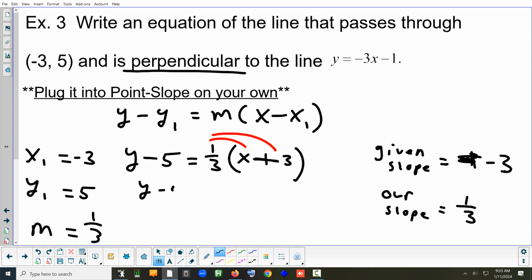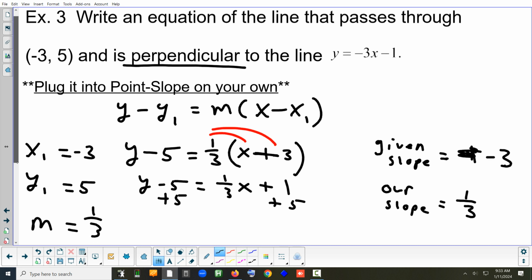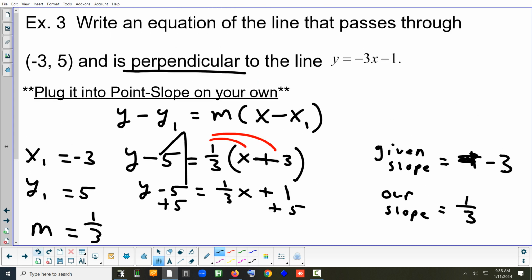So nothing happens on the left yet. What's 1/3 times x? 1/3 x. And what's 1/3 times 3? 1. Okay, is that y equals mx plus b? Not quite. You're still going to get y by itself. You have to add 5 to both sides. So I'm going to add 5 to both sides.